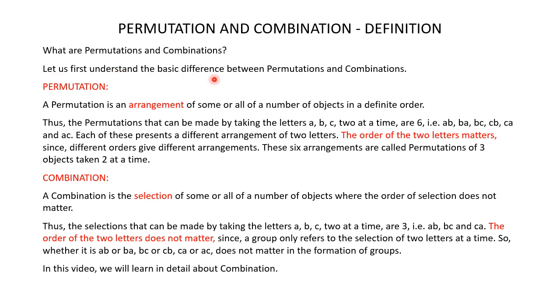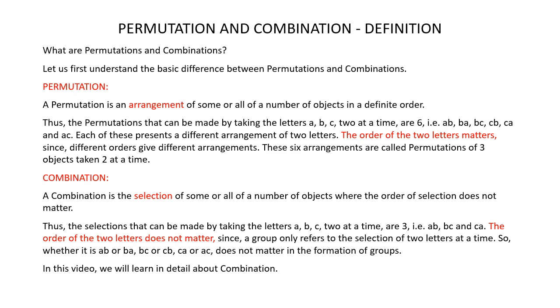Let's first understand the basic difference between permutations and combinations. Permutation. A permutation is an arrangement of some or all of a number of objects in a definite order. Now let's understand this definition with the help of an example.